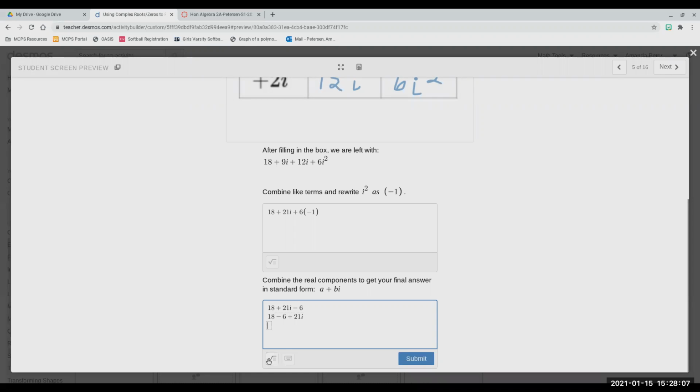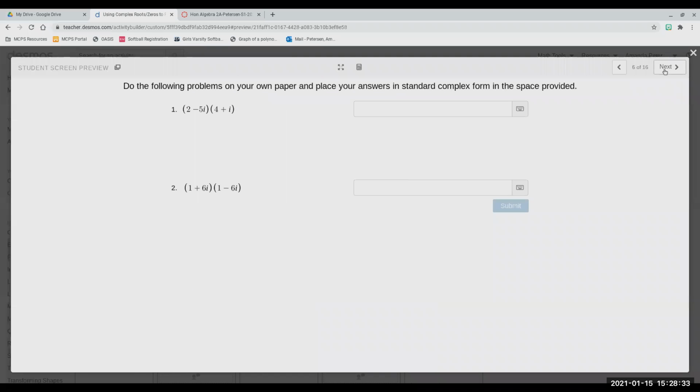Almost there. 18 minus 6 is 12. 21i. I now have it in complex form. 12 plus 21i. Real number is 12. Imaginary number is that 21i. So that's what we're going to do. Multiply two complex numbers. Write the final answer as a complex number. All right, go ahead to the next slide where I want you to pause the video and try these two on your own.